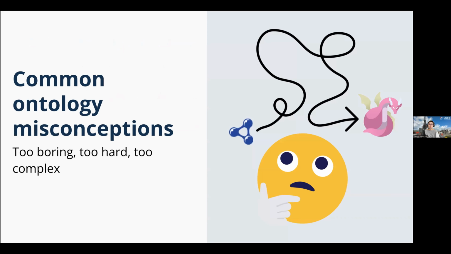Generally, if you work in data management and FAIR data, we've heard about ontologies. Yes, they're important, but really, what are they? They're too boring, or too hard, or too complex, and they become this mythical dragon that we should go and fight, but we're just going to leave it on the side because it's just too scary.